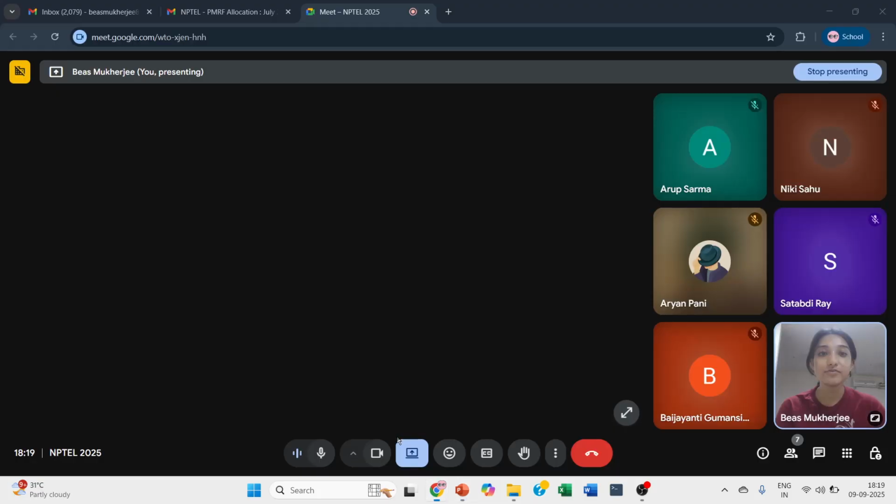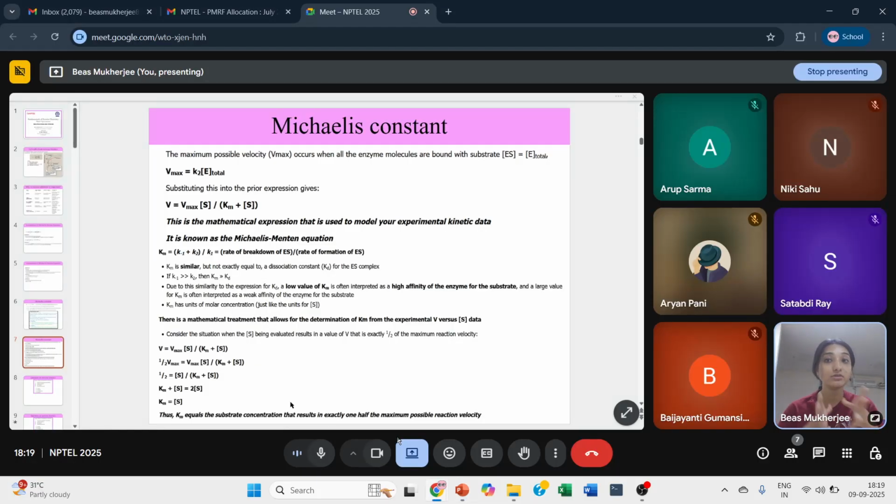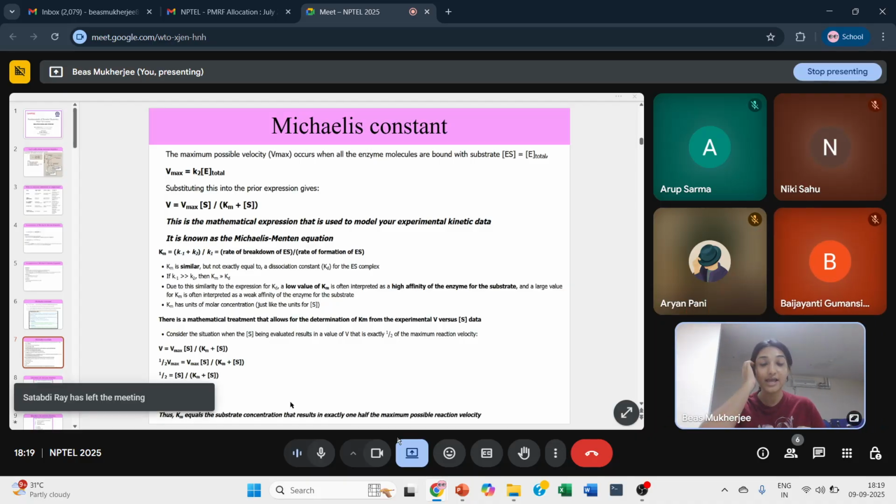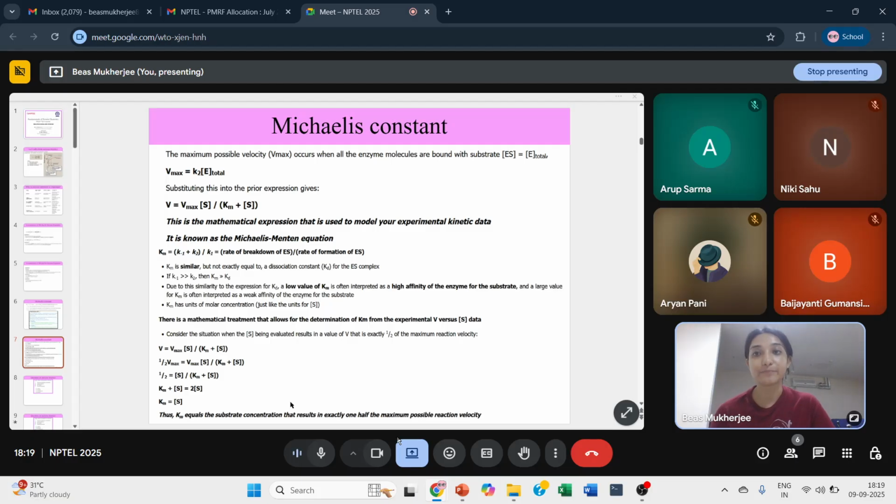Now we will talk a little more about Vmax. This might sound a little boring to you, but this is necessary for your question answers, so it's important that you pay attention. The maximal possible velocity, or Vmax, occurs when all the enzyme molecules are bound with the substrate. So ES is equal to E total, and there is no free enzyme. And Vmax is equal to K2 into E total.